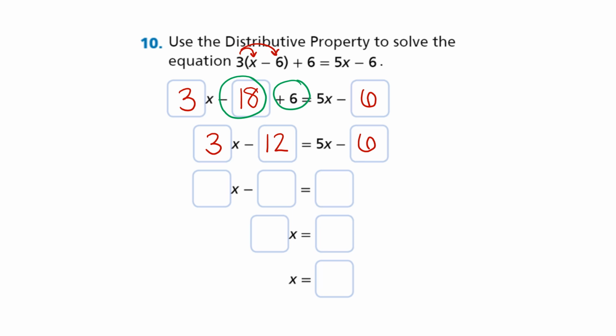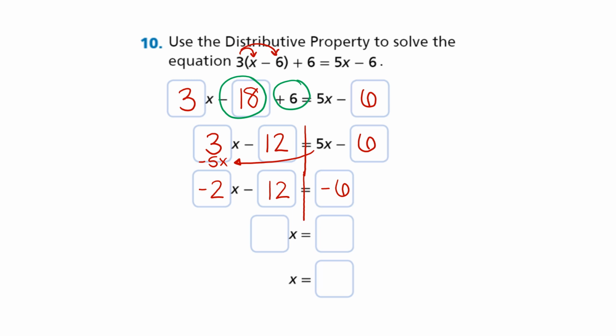We start combining our like terms by moving the 5x. So we would do the opposite. We would do a -5x. 3 and -5 make -2x. The -12 and the -6 are going to stay the same.